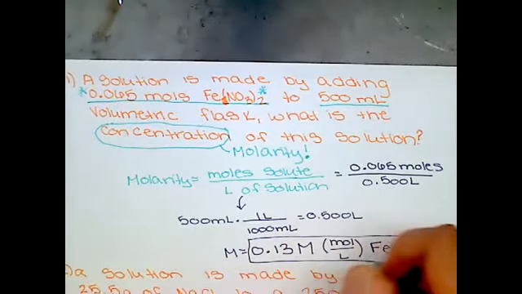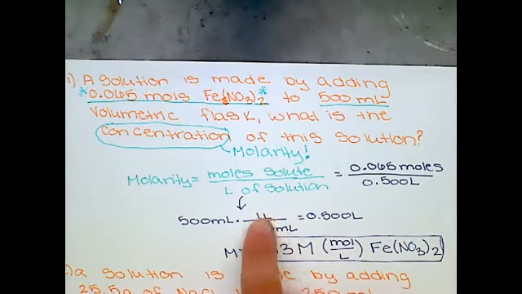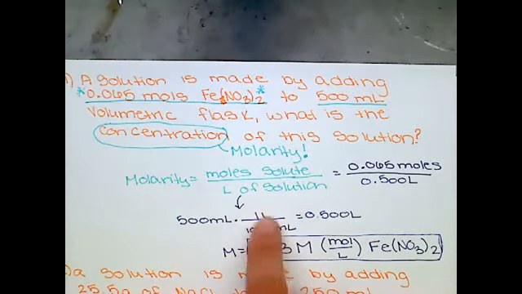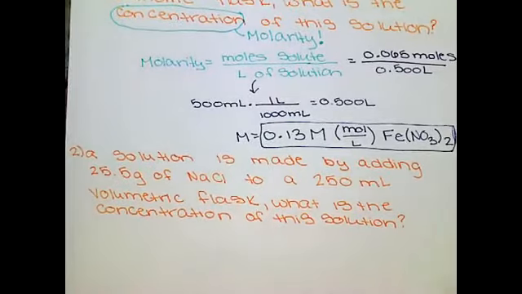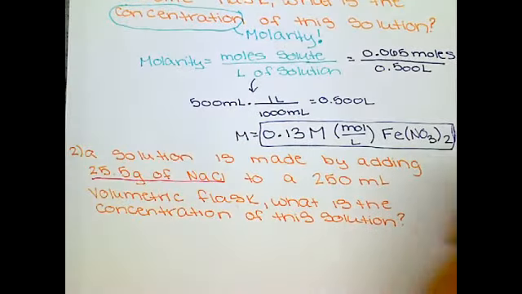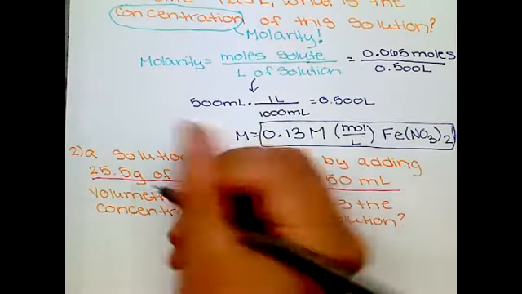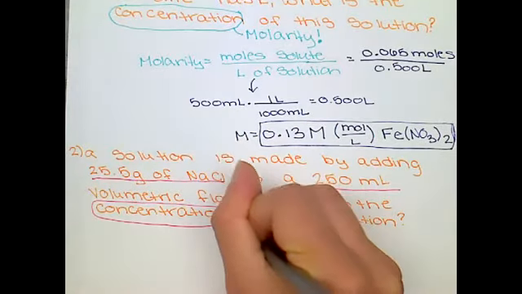It was pretty straightforward. We were already given moles. The only thing we had to do was make sure that we had the volume of our solution in the correct units. So let's add one more layer of complication. Here we have a solution made by adding 25 grams of sodium chloride to a 250 milliliter volumetric flask. What is the concentration of this solution? So here we have 25.5 grams and 250 milliliters. And again, we are asking for the concentration of the solution, which is molarity.